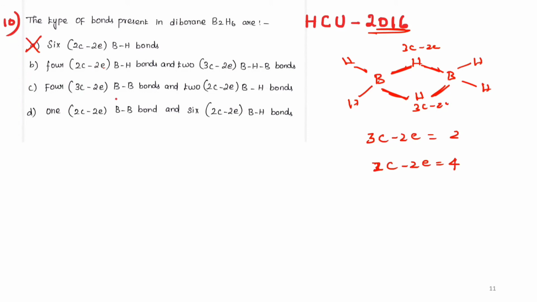The 4 two-center two-electron and the 2 three-center bonds is correct, right? Therefore, not only 2, only the 4, right? What is the answer? The answer is 4 two-center two-electron bonds and 2 three-center two-electron bonds, B-H-B bond is present. Very important. Okay, go for the next question.